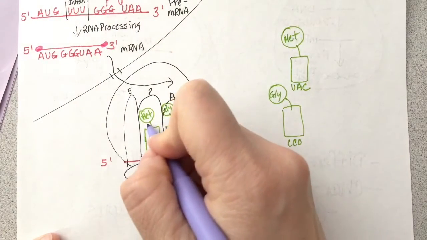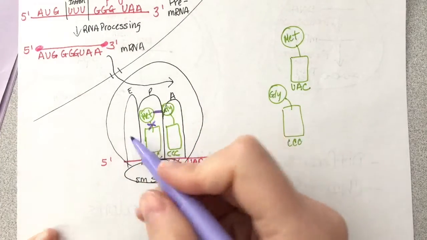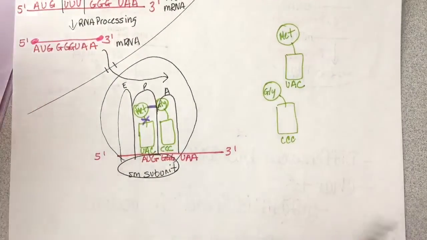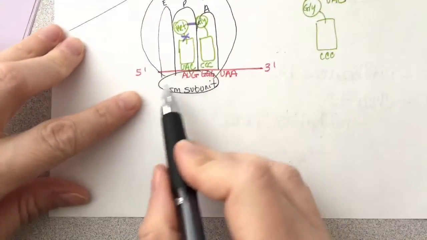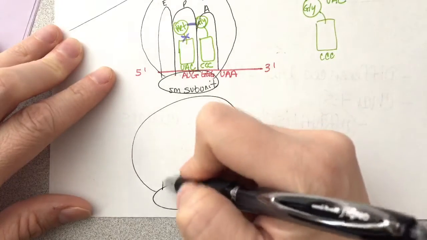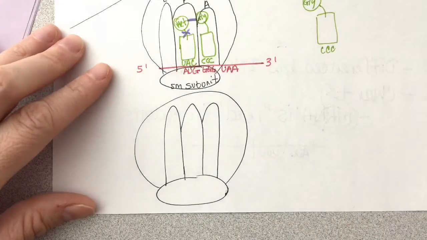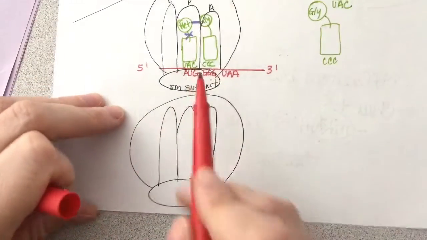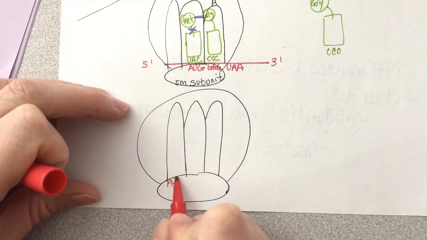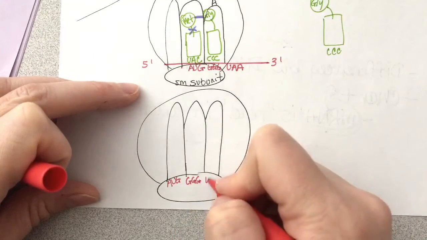All right, so then what happens next is, let's get a different color here. We have to hook these two together, so this bond is broken, this bond is formed, and this little guy is going to leave. So then, if we look at this picture next, if I'm going to redraw this over time, E, P, A site, and here's your mRNA. Remember, the ribosome moves down a codon, so AUG is now in the E site, GGG is here, UAA is here.